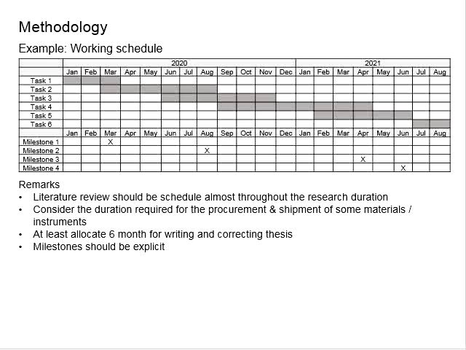This can buy you some time so that the writing and correcting part of your thesis does not significantly affect your work schedule. And then your milestones should be explicit, which is very clear. Upon achievement, you know that you have achieved the specific milestone, and this will serve as an indicator to you whether you are ahead or behind the schedule.